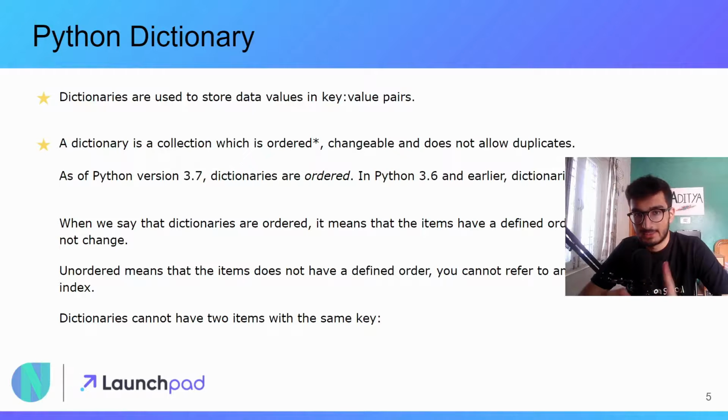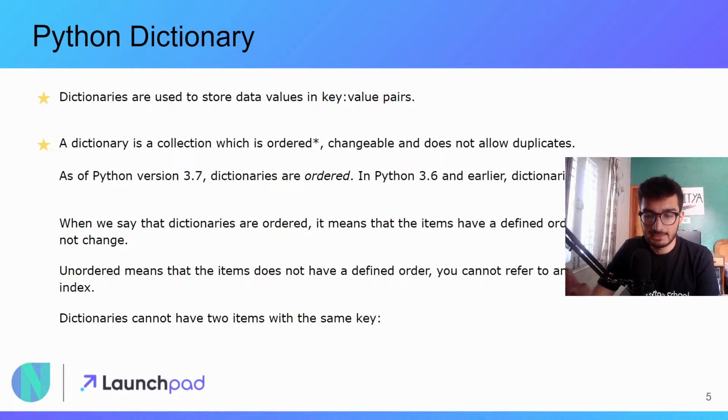So first point, dictionaries are used to store data values in key value pairs, which means there would be a key and there would be a value to it. Now, dictionaries are ordered. This is after version 3.7. As of Python version 3.7, dictionaries are ordered. In versions 3.6 and earlier, dictionaries weren't ordered. When we say that these dictionaries are ordered, it means that the items have a defined order, and this order does not change.